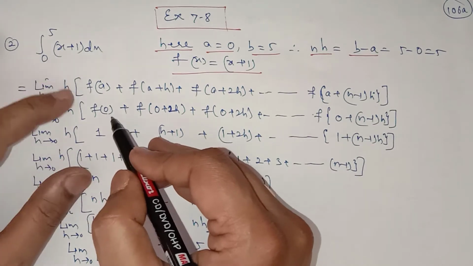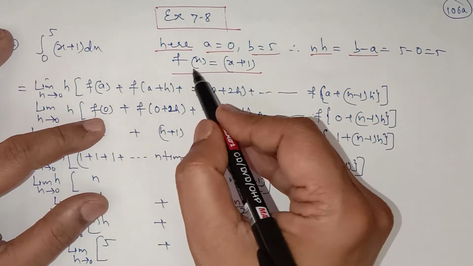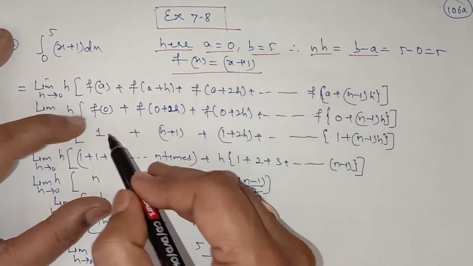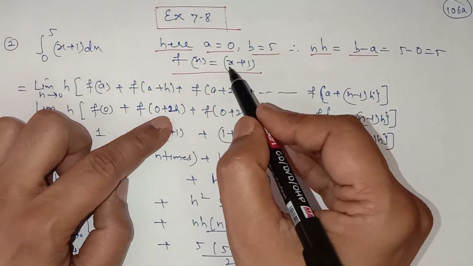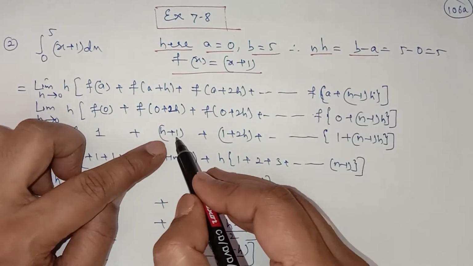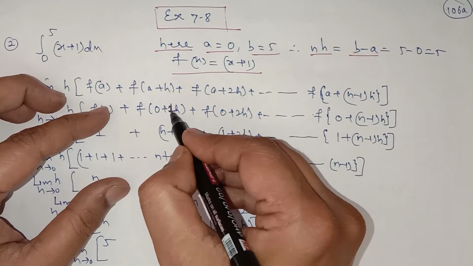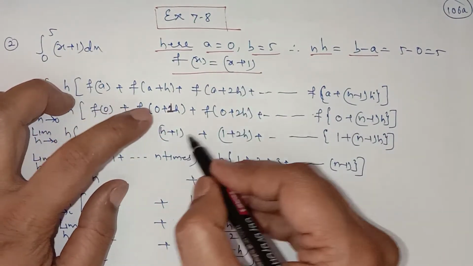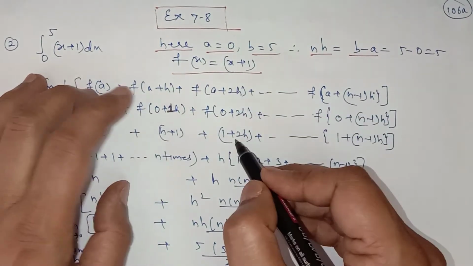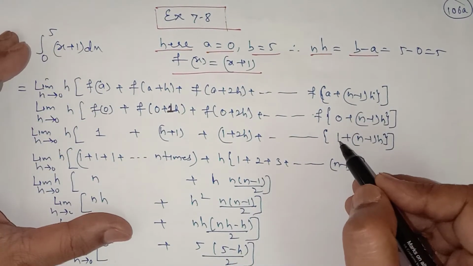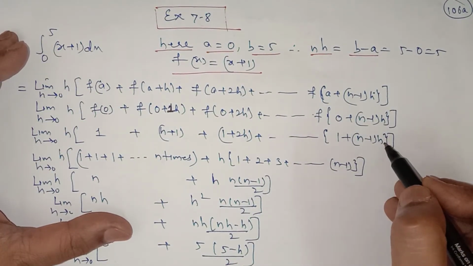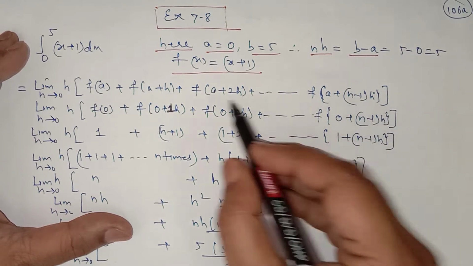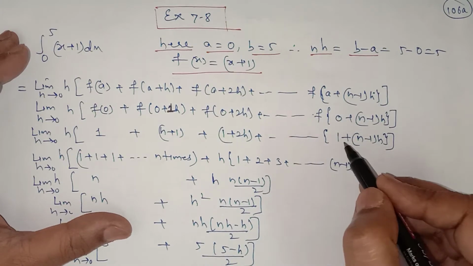Now find f(0). Be very careful. f(x) is x plus 1, so f(0) will be 0 plus 1, which is 1. f(h) is 1h plus 1, that is h plus 1, f(2h) is 2h plus 1, and so on up to f((n−1)h), which when you replace x by (n−1)h, will be (n−1)h plus 1.